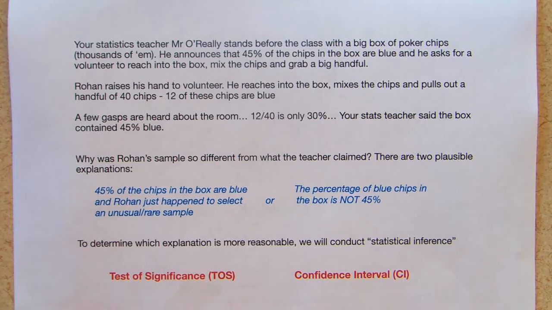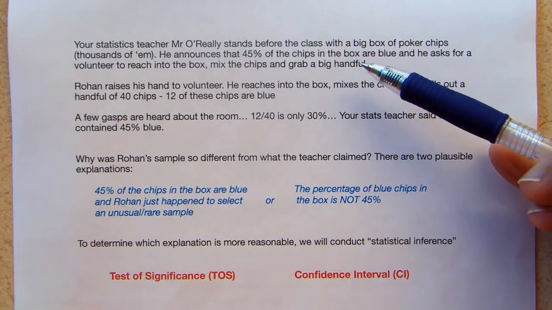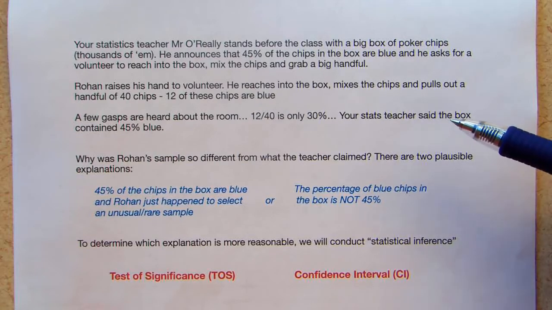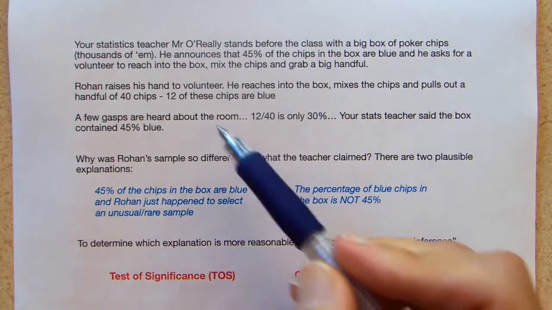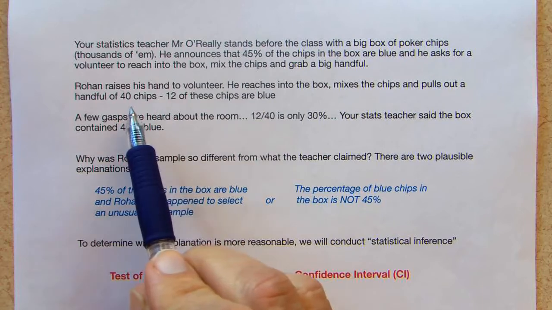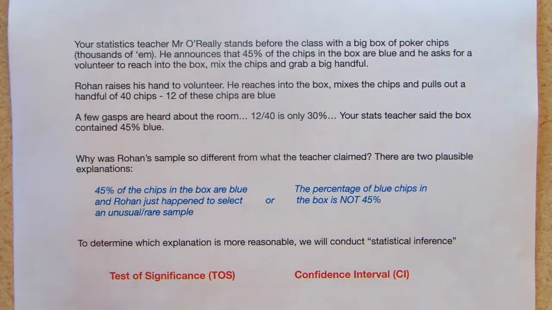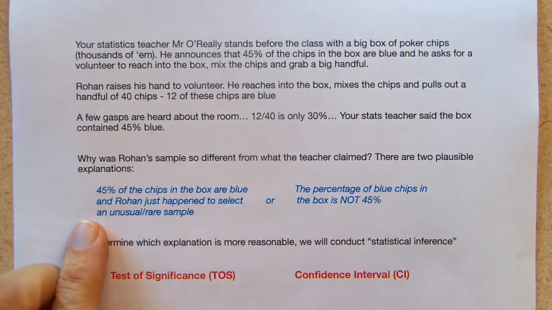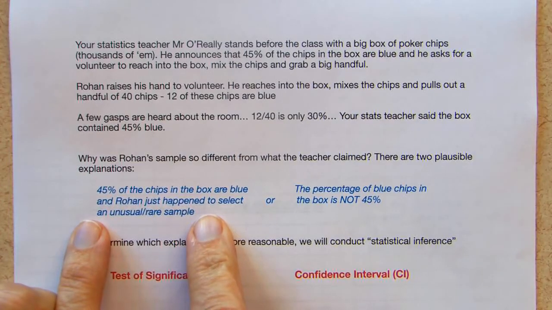All right. Well, let's get into this problem I introduced today in class. The idea that I'm claiming 45% of the chips in the box are blue, but Rowan goes in and grabs 40 chips, only 12 are blue, which is 30%. And we're trying to decide, okay, what have we just witnessed here? Is it really the case that 45% of the chips in the box are blue, as your teacher claimed, and Rowan just happened to get an unusual or rare sample?